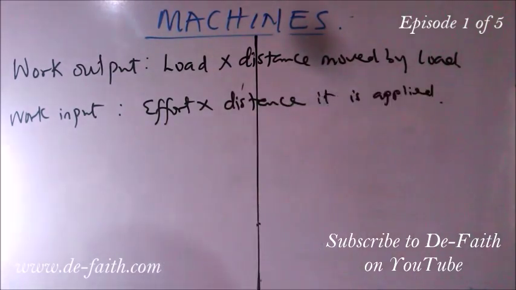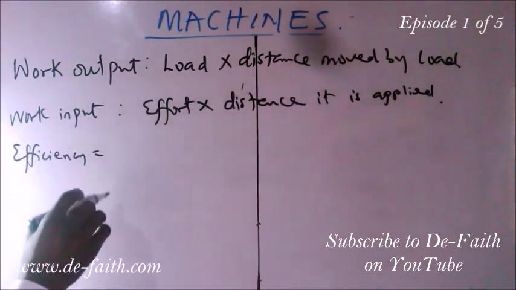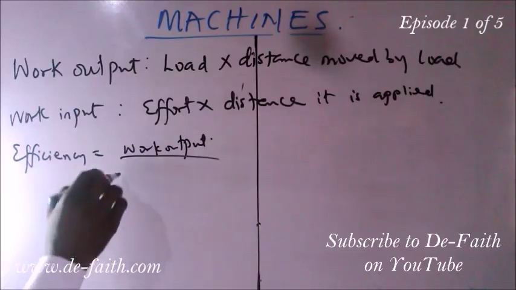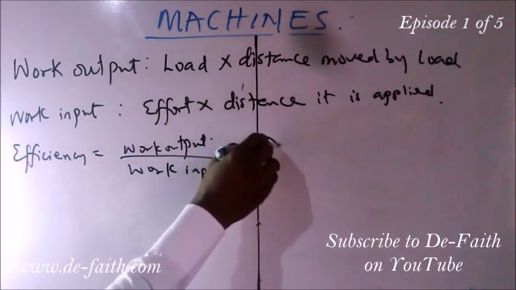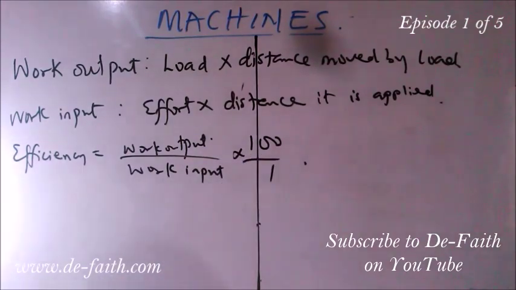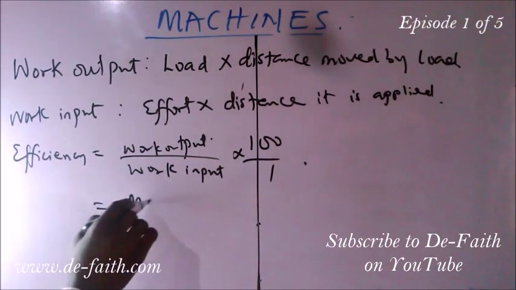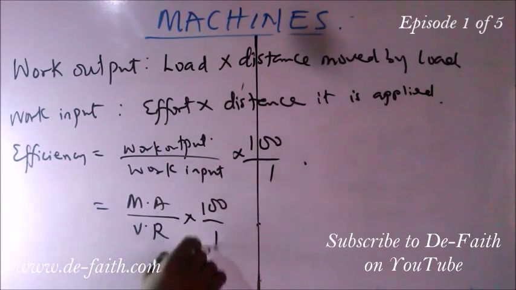We could also use this to derive the efficiency of the machine. So the efficiency of the machine will be the work that is being produced, that is the work output, over the work input multiplied by 100. So we are saying that we can get the efficiency using this formula, or we could use mechanical advantage over the velocity ratio times 100 over 1.